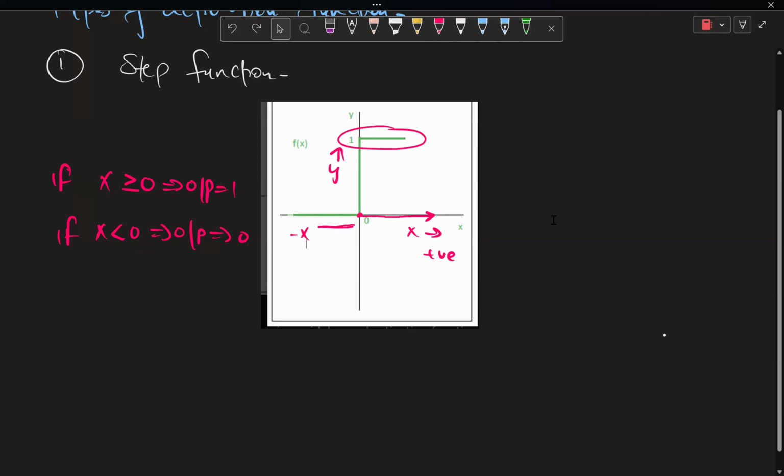Clear, guys? Step function, everyone? Inform me in the chat box or mic. Clear?